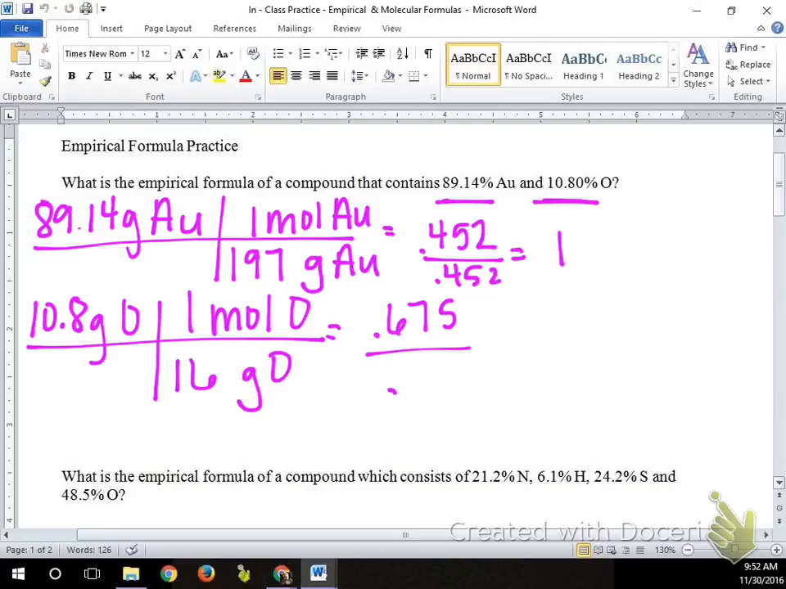If we divide by 0.452, we get 1.5. Is that going to work for our ratios? No. Can we just round up to 2? No, we can't. We only round if it's really, really, really close. So will this compound work? Au 1.5 O? No, probably not. So what do you think our solution might be here?